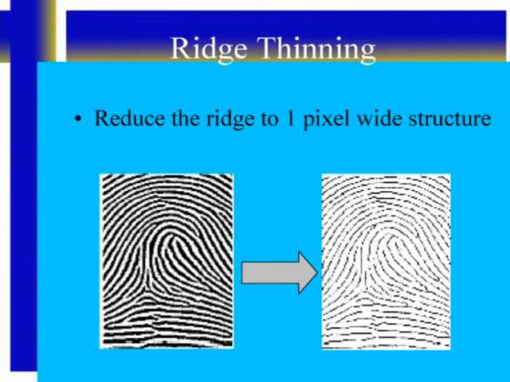It is difficult to work with these thick ridges. So you take this entire thick ridge and convert it into a thin ridge. That means if there are lots of neighboring ones and they are all moving in one direction, you sense this direction and replace that whole bunch by a single one. So reduce the ridge to a 1 pixel wide structure. This is many pixels wide, you reduce it here.